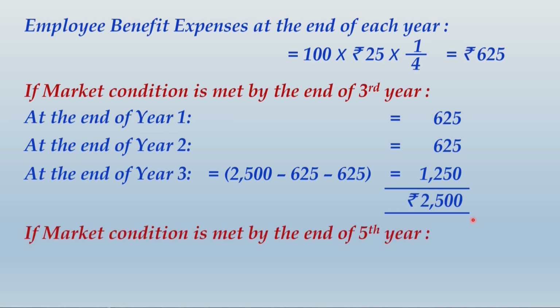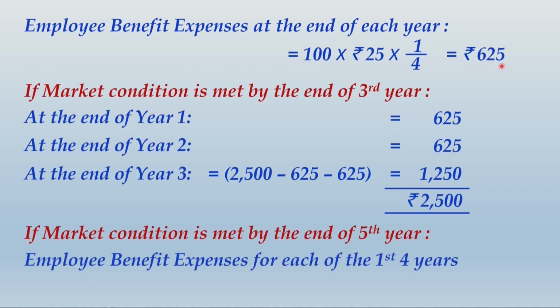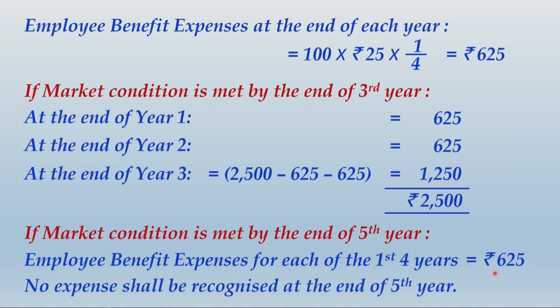So what will happen? As usual, you will start recognizing employee benefit expense of rupees 625 each year from year 1 to 4, and nothing will be recognized at end of year 5. So basically by end of year 4 you have already recognized 2500. You cannot recognize anything more, because the share based payment reserve can accumulate only that much amount, which will be the value of the benefit offered to the employee, which works out to 2500 rupees as maximum. So nothing will be recognized at end of 5th year.